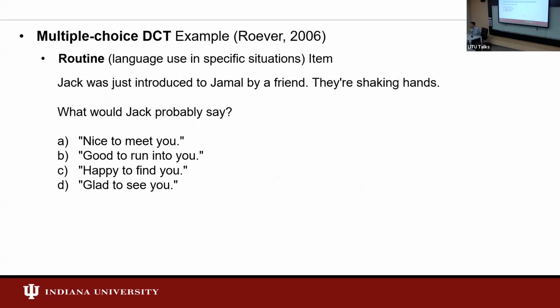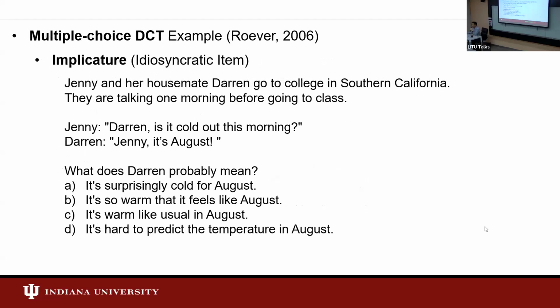So this is understanding the intended meaning of the routine, right? What do you just say in this common context? So nice to meet you. Implicature. Hey, Jenny, it's August. It's cold outside. I mean, no, is it cold this morning? It's August. What's the answer for this?